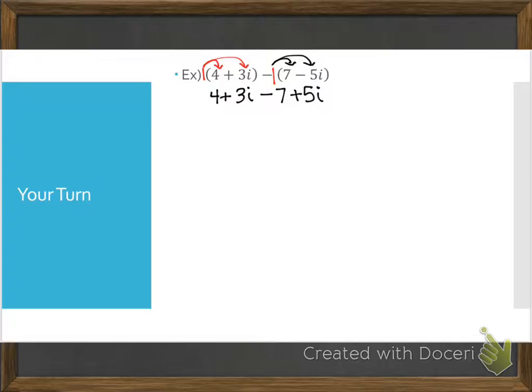Okay, so now we're going to combine our like terms. So we got 4 minus 7, which gives us negative 3. And then we have 3i plus 5i, which gives us positive 8i. And that's as far as we can go. Again, make sure to check your solution.